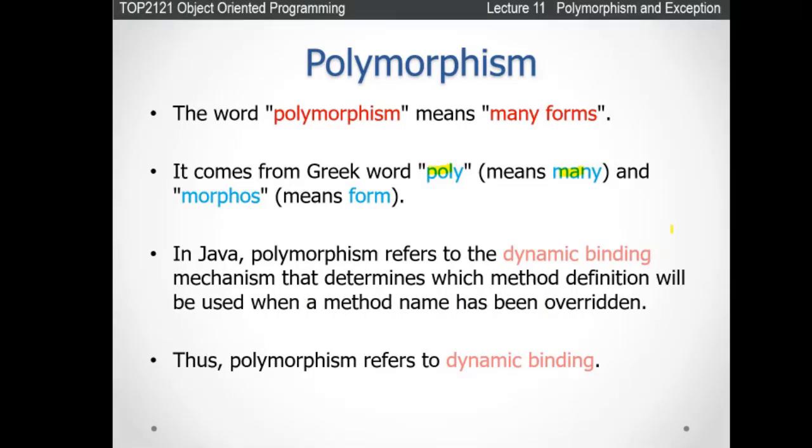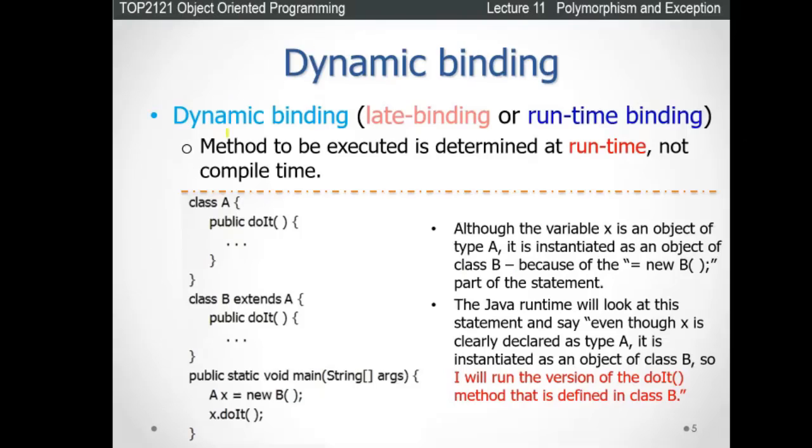That means the method name is the same, so it will be determined during the dynamic binding, that means at runtime. Then it will decide which function to call, although the function name is the same. We will learn later how it works. Thus polymorphism refers to dynamic binding. Next, look at dynamic binding. Sometimes we call this late binding or runtime binding. The method to be executed is determined at runtime, not at compile time. That's why this is dynamic binding.